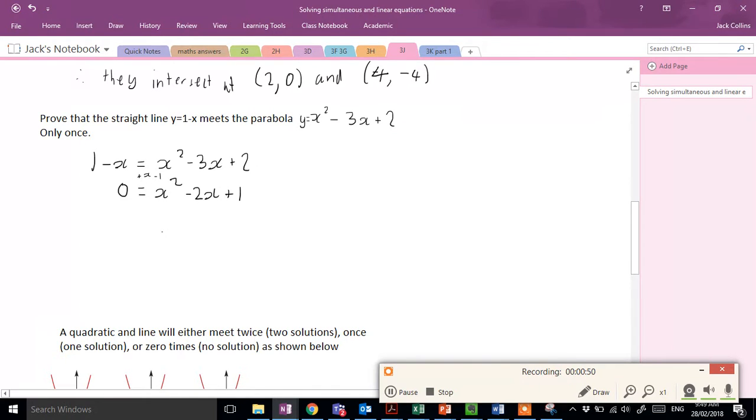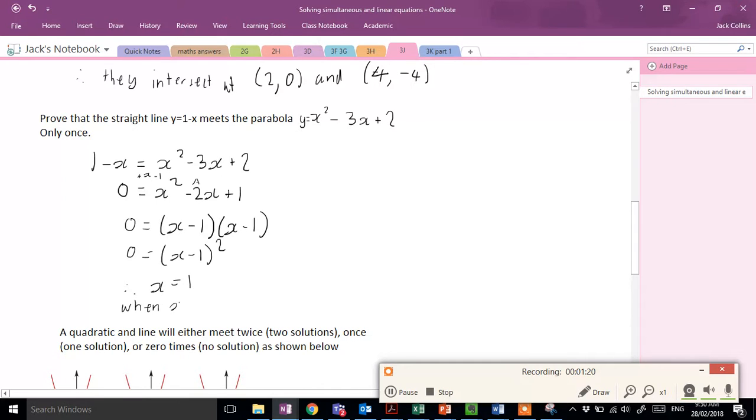Okay, and to solve that, 0 is equal to x minus 1 multiplied by x minus 1. What adds to give negative 2 and multiplies to give 1? Negative 1. So 0 is equal to x minus 1 squared. Therefore, x is equal to 1. Okay?